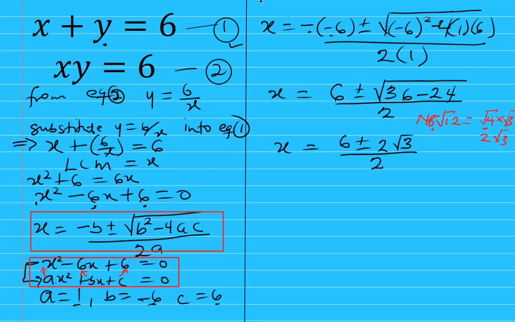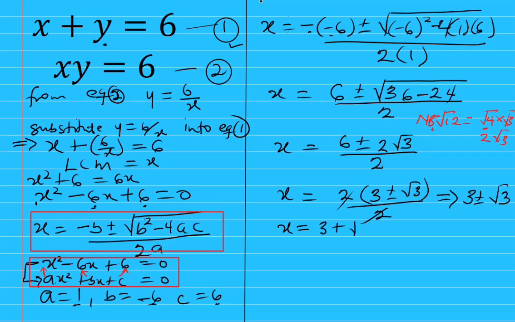All right, so now what's going to happen here is this. Now we can see something here that x is the same as, you can factorize 2 out, leaving us with 3 plus or minus root 3 all over 2. So these two will cancel these two, leaving us with x equal to 3 plus or minus root 3. Okay, so what basically this means is that we have two values of x, which is going to give us 3 plus root 3 or 3 minus root 3.